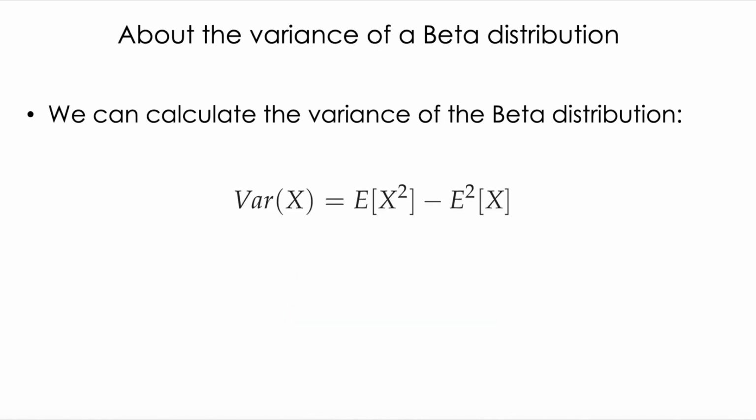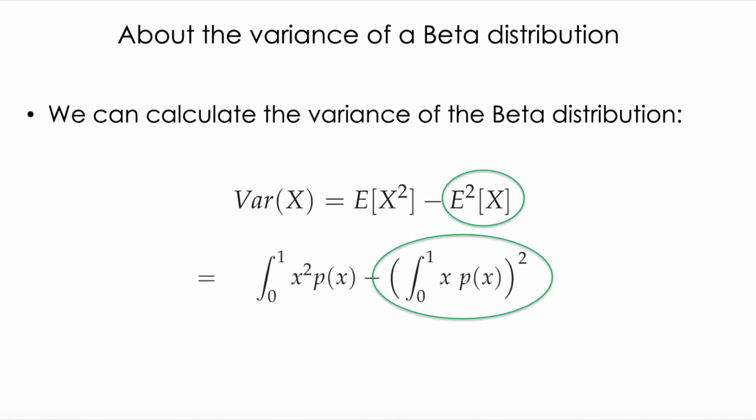I would like also to speak about the variance of the beta distribution. We can get some interesting insights here. Remember that the definition of the variance is this one. It depends on the expected value of the square of the variable minus the square of the expected value of the variable. And by the definition of the expectation, this corresponds to the first term and this corresponds to the second term.